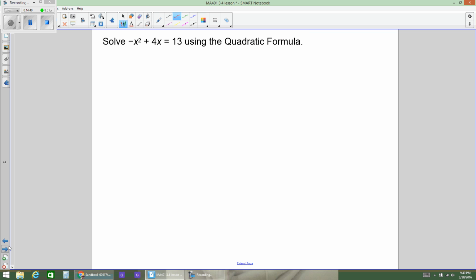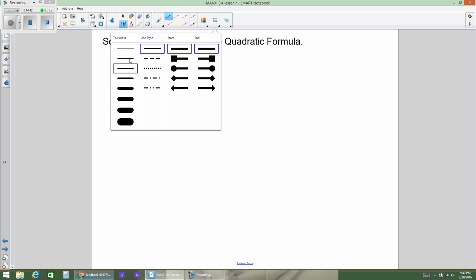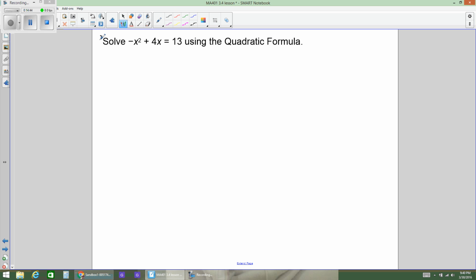Okay, solve using quadratic formula. Negative x squared plus 4x equals 13. Alright, so you know it needs to be in standard form. You're going to subtract the 13 over. So a is negative 1, b is 4, and c is what? Careful with the c. c is negative 13.